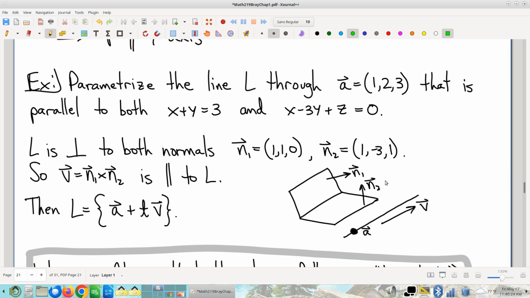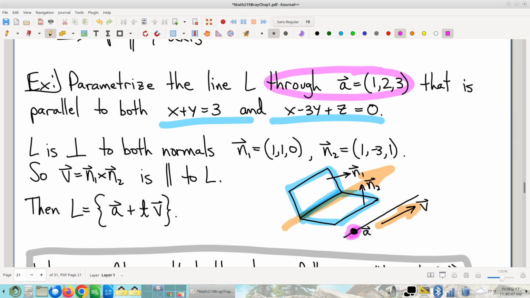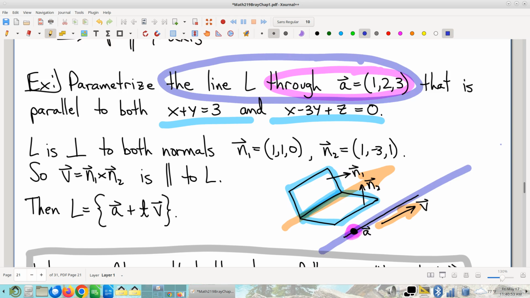Here's another cool example. If I give you a couple of planes, let's say like so, notice that those planes intersect in a direction. In that direction, there's a unique line that goes through this point A. So the line through that point that's parallel to that direction, namely parallel to both planes, how would we parameterize that line? Everybody see the question?